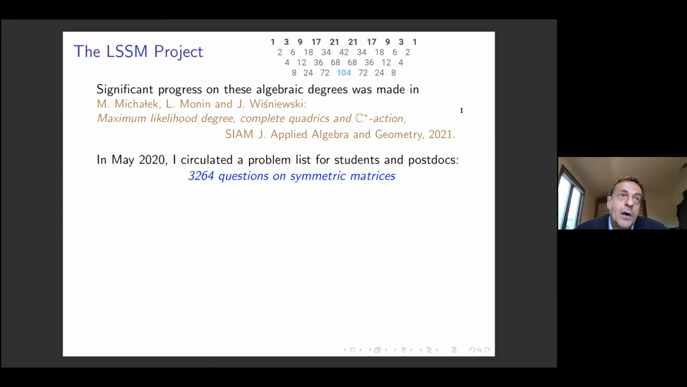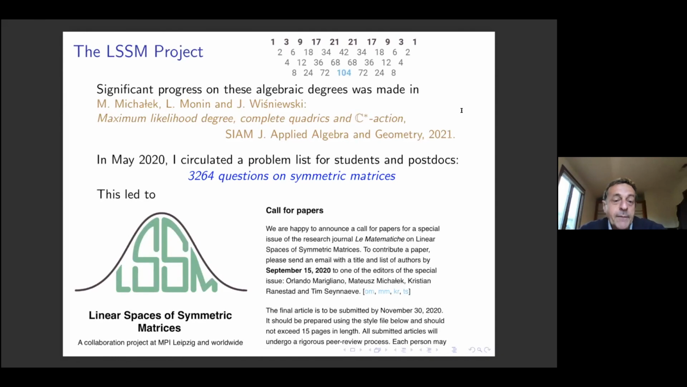Last year in March, April, we didn't know quite how to continue with our group at Leipzig. So I put together a problem list for graduate students and postdocs to find a common theme, so that in spite of being separated and unable to meet in person, we could have a common theme. My problem list had the title 3,264 Questions on Symmetric Matrices. That became the LSSM project. This was a collaboration project that people at the Max Planck Institute and worldwide contributed to.